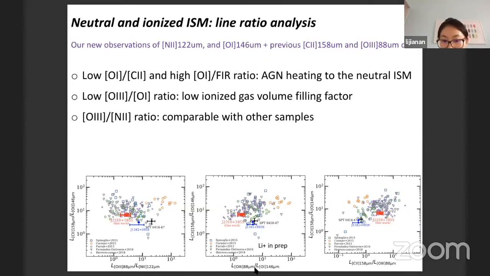And here is the oxygen-3 to oxygen-1 line ratio. This is a proxy of the ionized to neutral gas volume filling factor. We find that this quasar has a lower ionized volume filling factor compared to the mean of the local sample and also compared to the other two high redshift objects. As for the oxygen-3 to nitrogen-2 ratio, this quasar shows a comparable ratio with the mean of the local sample, and this is smaller than the other two high redshift objects.